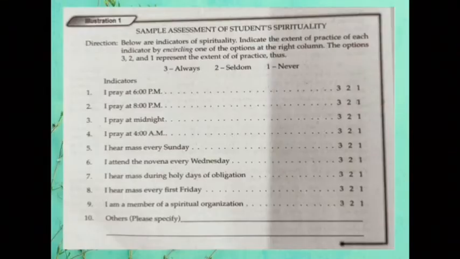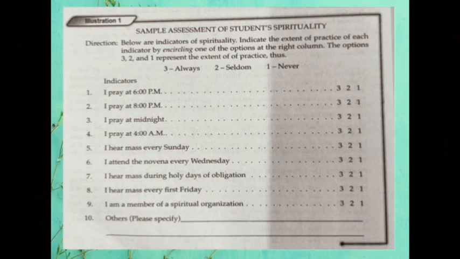So, to assess the above values, a questionnaire must be prepared to determine how much the students practice these values. This is the sample assessment of students' spirituality. The direction is: below are the indicators of spirituality. Indicate the extent of practice of each indicator by encircling one of the options at the right column. The options are 3, 2, and 1, which represent the extent of practice. Thus, 3 is always, 2 is seldom, 1 is never.